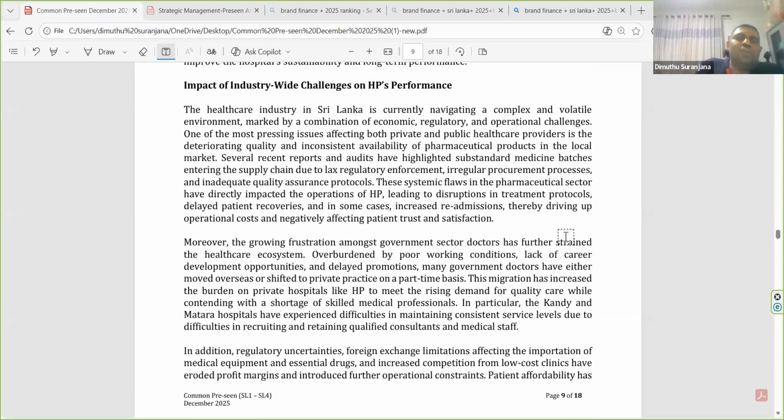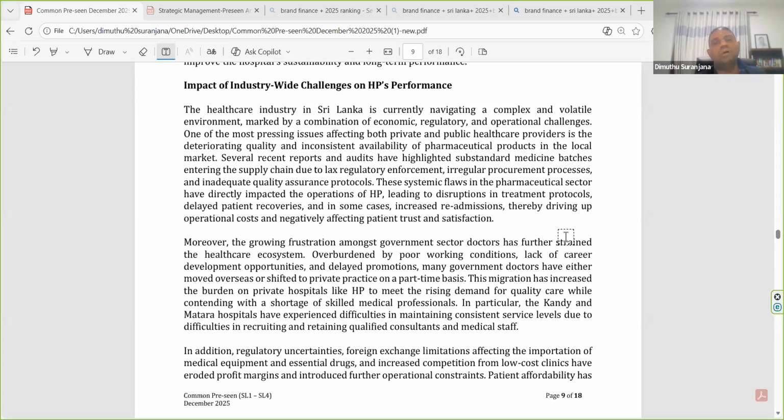Right. So, impact of industry-wide challenges on HP's performance. The healthcare industry in Sri Lanka is currently navigating a complex and volatile environment marked by a combination of economic and operational challenges. One of the most pressing issues affecting both private and public healthcare providers is the deteriorating quality and increasing cost of the pharmaceutical product in the local market. See, there is an issue about the pharmaceutical product available, quality issues.